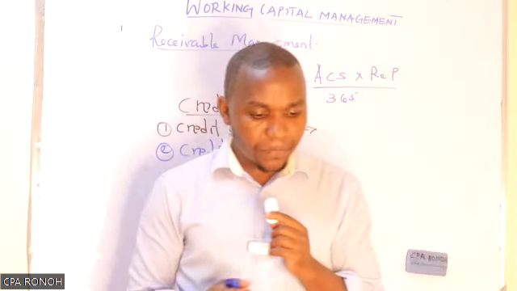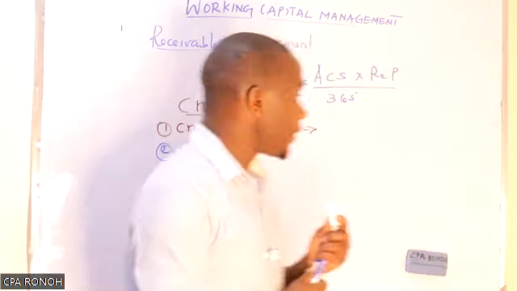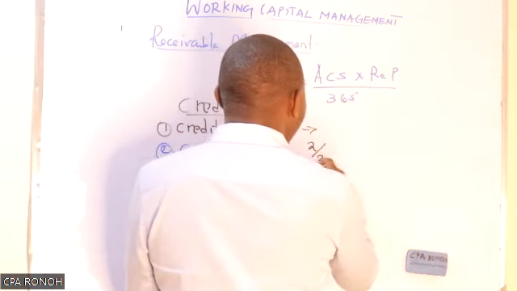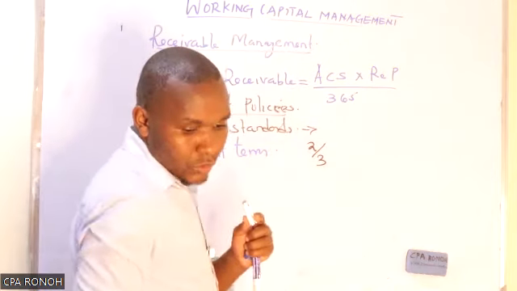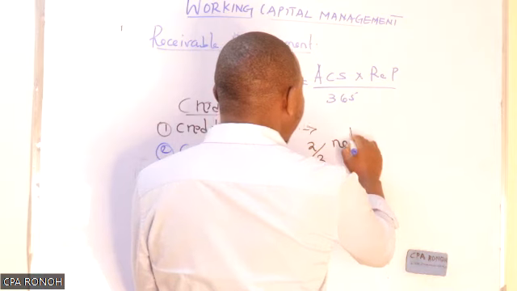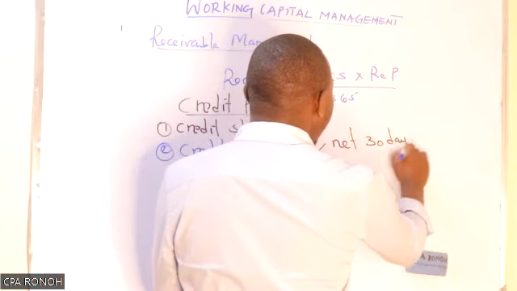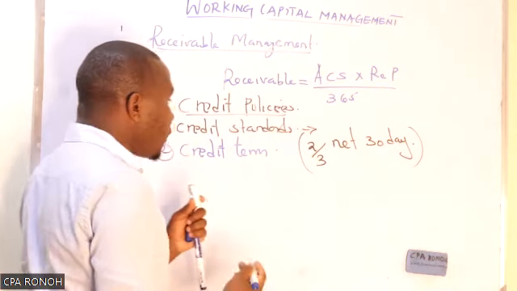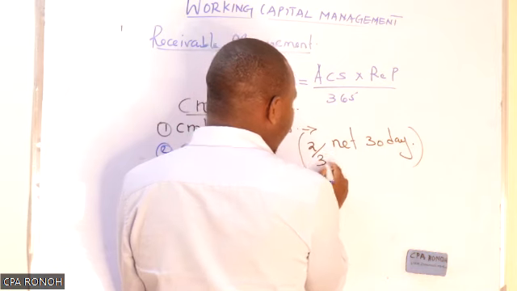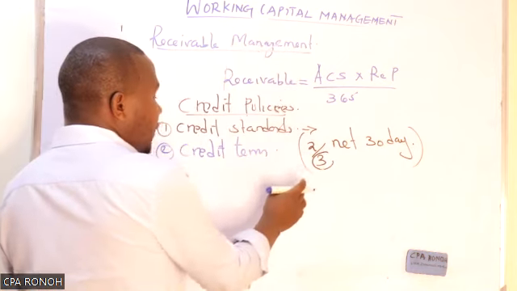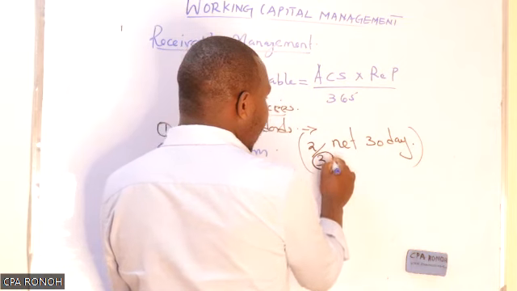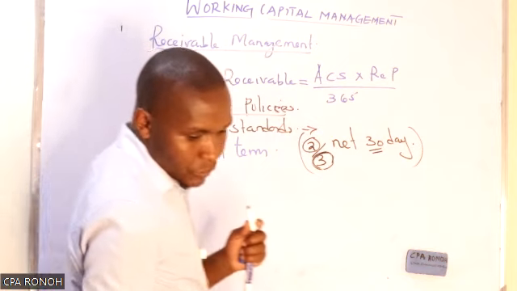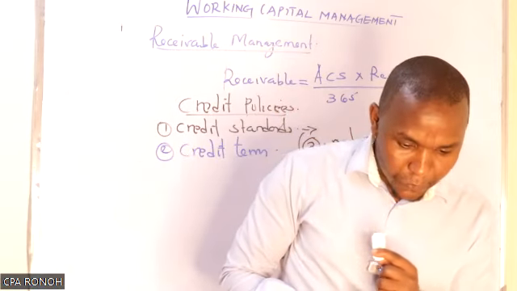You say, e.g., a credit term of 2 over 3 net 30 days. So what does this mean when you say 2 over 3 net 30 days? If you pay within 3 days, you get a discount of 2%.